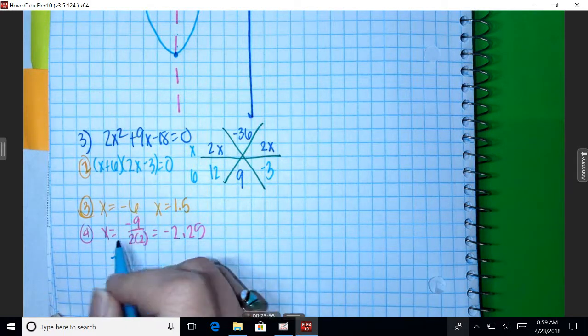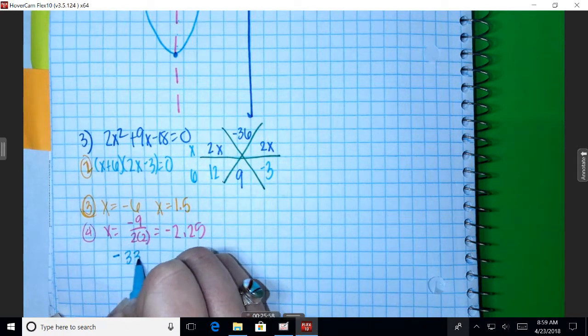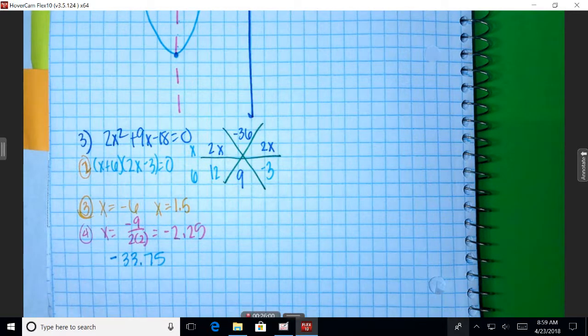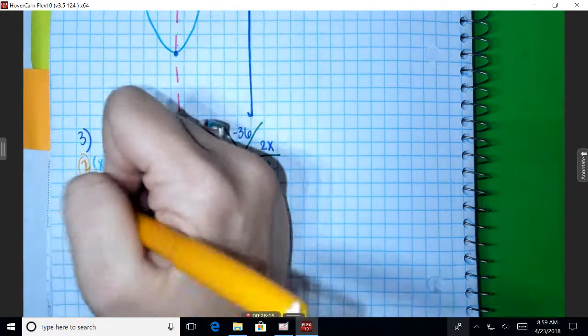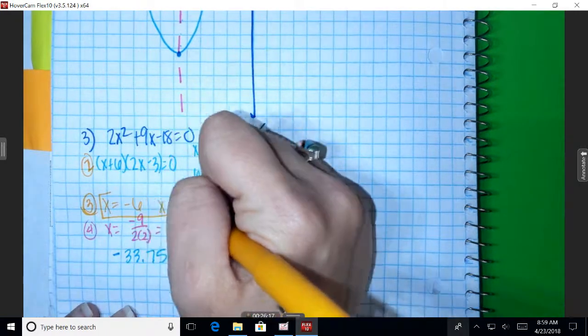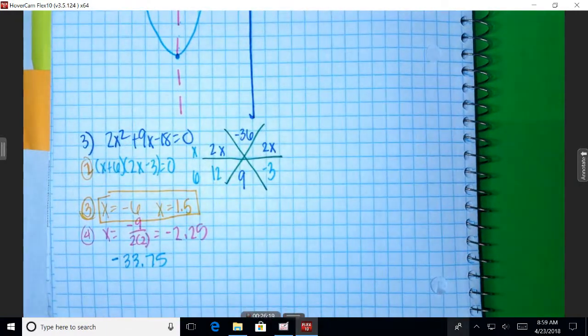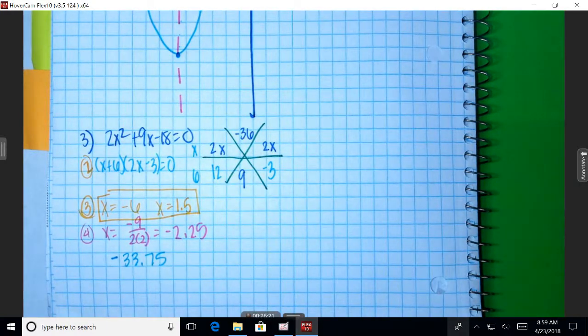Ooh, that's gross. All right, let's not graph that one then. Because what are we trying to find ultimately with these? What's our goal? The solutions. Our learning target was I can solve by factoring. So to solve, you have to be able to find the solutions.